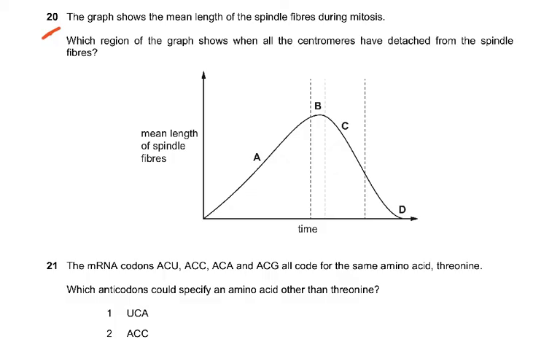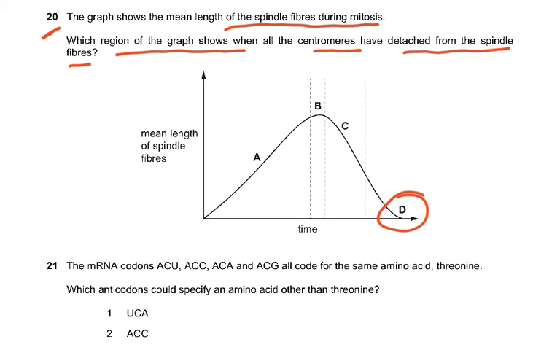Now coming to question number 20, the graph shows the mean length of the spindle fibers during mitosis. Which region of the graph shows when all the centromeres have detached from the spindle fibers? So question number 20, the answer is D, but I know it's a little difficult for you to figure this out. So the mean length of the spindle fibers. Now I'm going to show you a diagram in which I'm going to explain this to you, how the mean length changes. So I would say put figures on it, 1, 2, 3, 4, whatever it is in micrometer or nanometer.